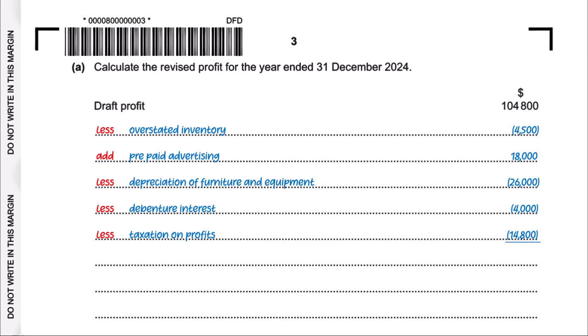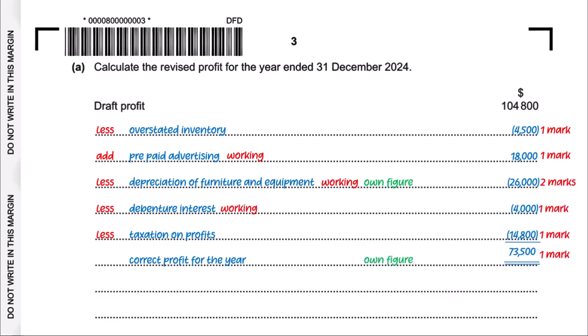After adding and subtracting all of these amounts, the correct profit for the year becomes 73,500. I hope you have understood. The distribution of marks is given somewhat like this in the mark scheme.